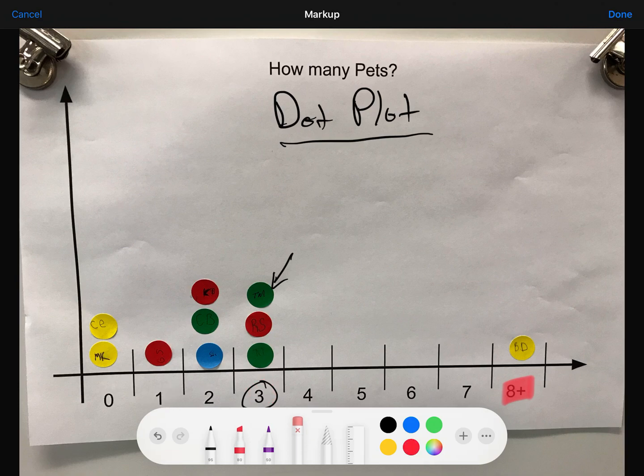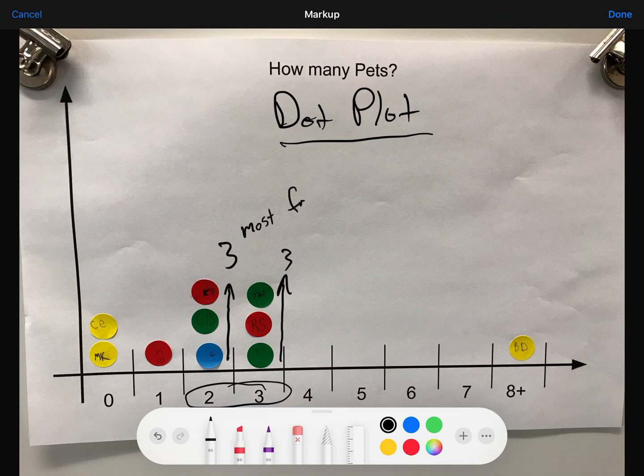Okay, so some of the key things that we need to be able to do is to be able to understand or read this dot plot. And one of the things that we need to be able to do is understand what are the most frequent occurrences. Now, in this case, we have a tie for the most frequent occurrences. It's 2 and 3. And what does that mean to be frequent occurrences? 1, 2, 3 of these. So we have a tie, right? 3 people have 3 pets, and 3 people also have 2 pets. So that's why we call it the most frequent occurrence.